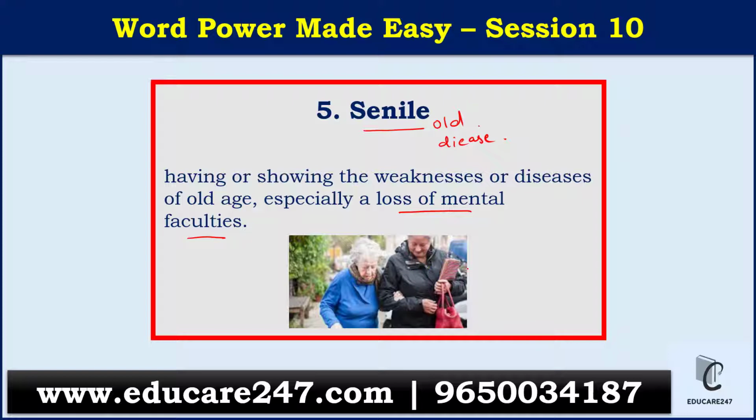Like if you could see in the picture here, the old woman couldn't walk on her own, so she's taking support of another woman here. So this is basically a senile lady. The old lady is senile. So you could see how easy it is.